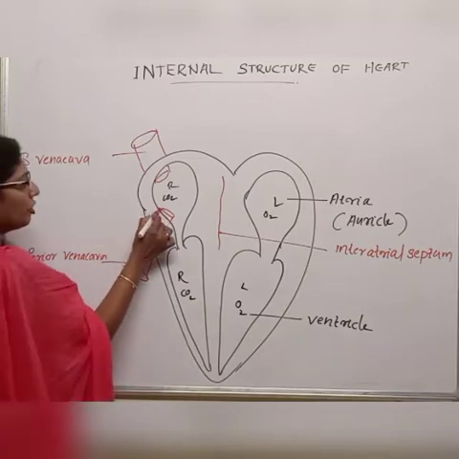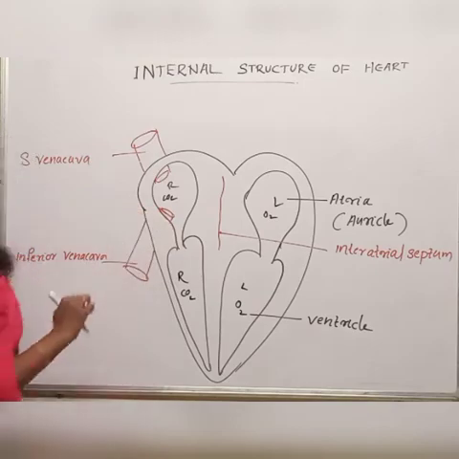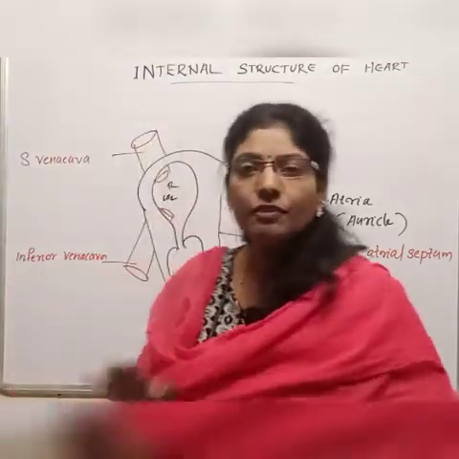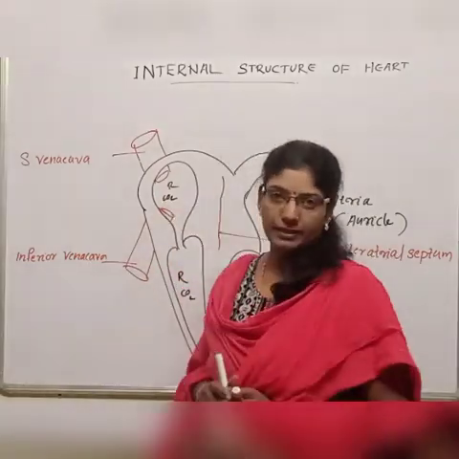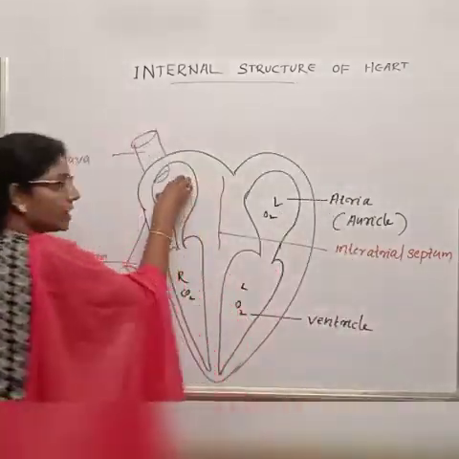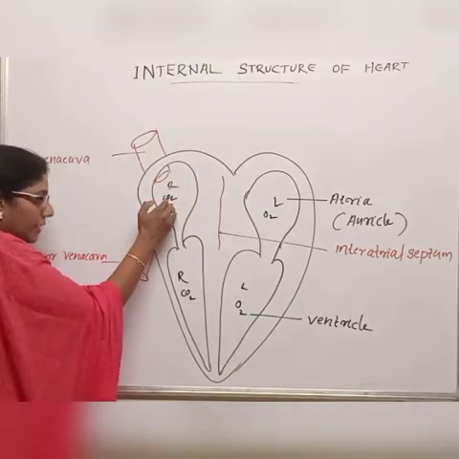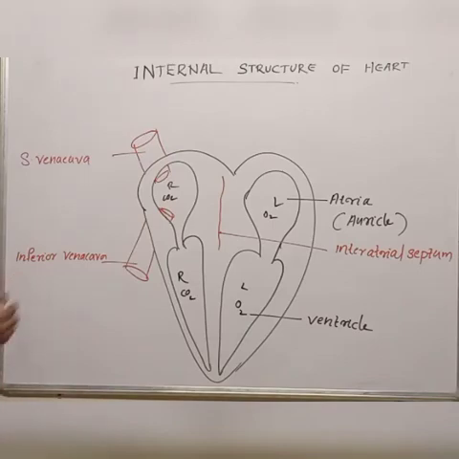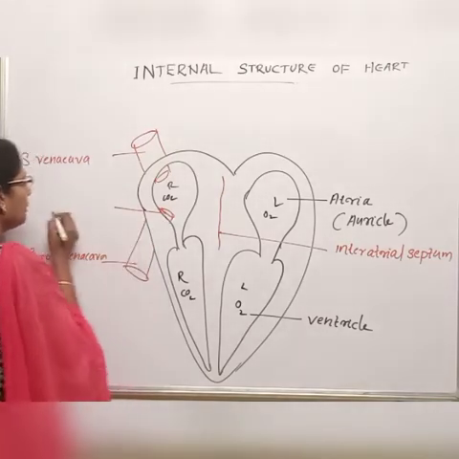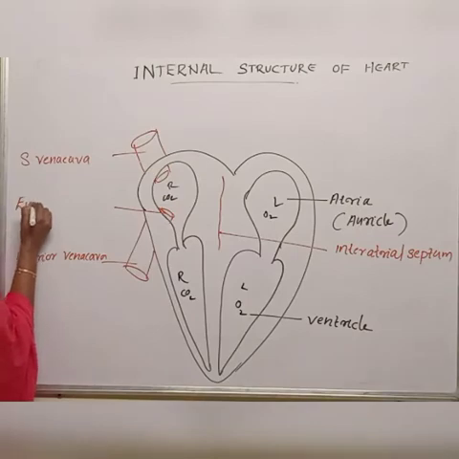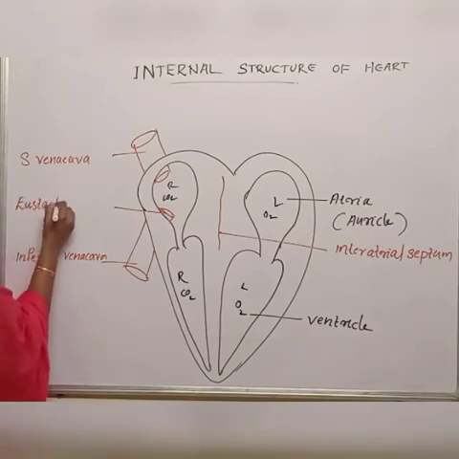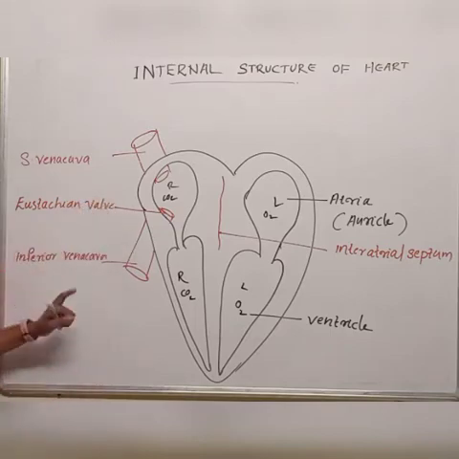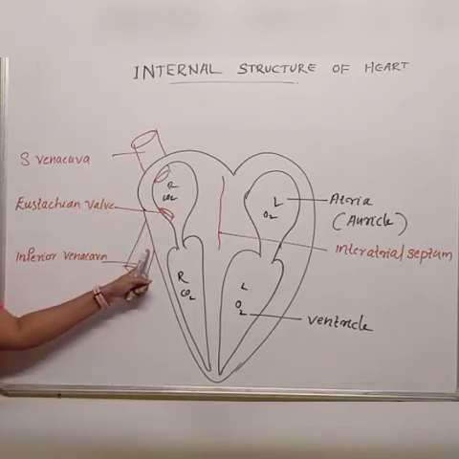Now in the opening of this inferior vena cava, one valve is there. What is the function of the valve? The valve will prevent the backflow of the blood. Once the blood reaches here, the valve will prevent the backflow of blood into the inferior vena cava. The name of the valve is the Eustachian valve. So the Eustachian valve is present in the opening of the inferior vena cava.